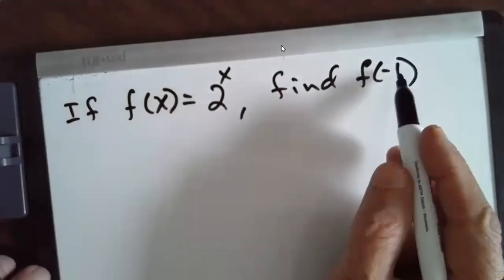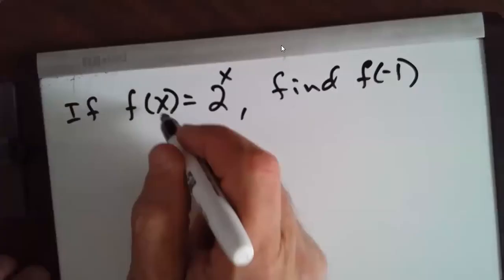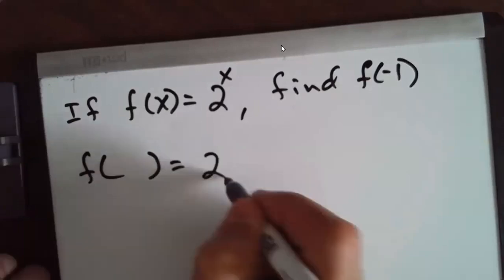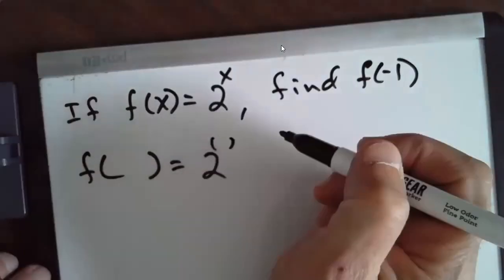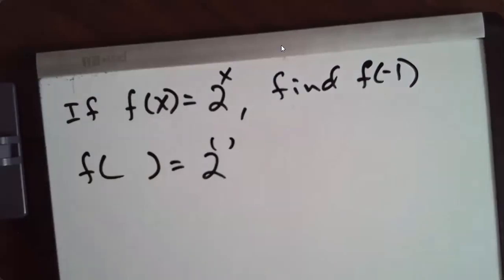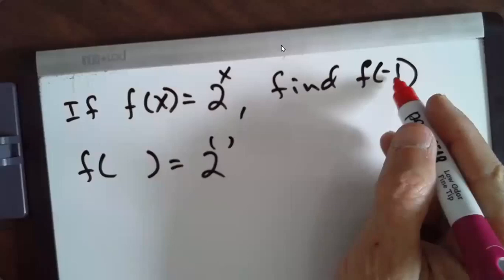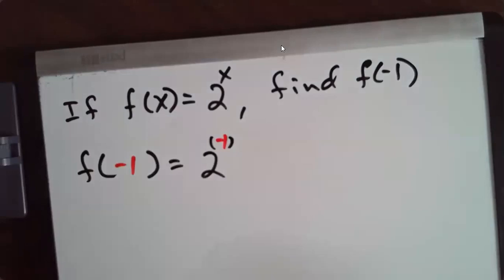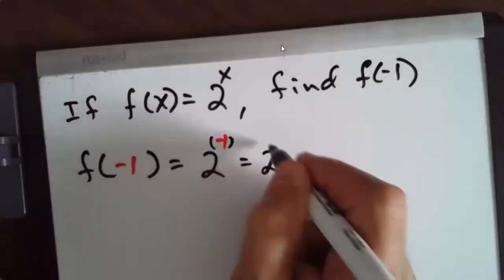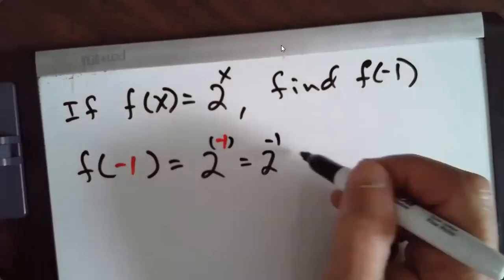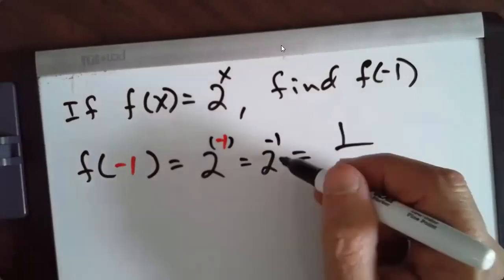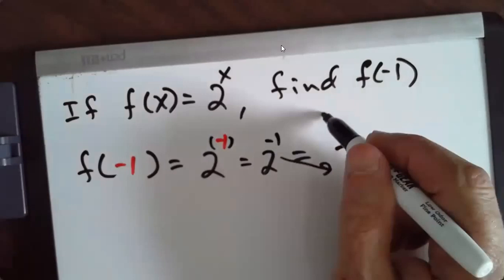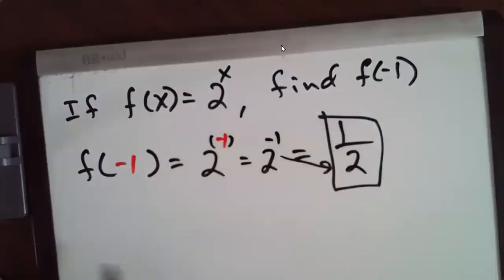So we substitute this negative 1 in for x. It's like we're cutting the x out and putting parentheses there, and we substitute in negative 1, this number here. So we get 2 to the negative 1 power, and because it's a negative exponent, we've got to move that 2 down into the denominator. And so that's just 1/2, and that's our answer. Alrighty.